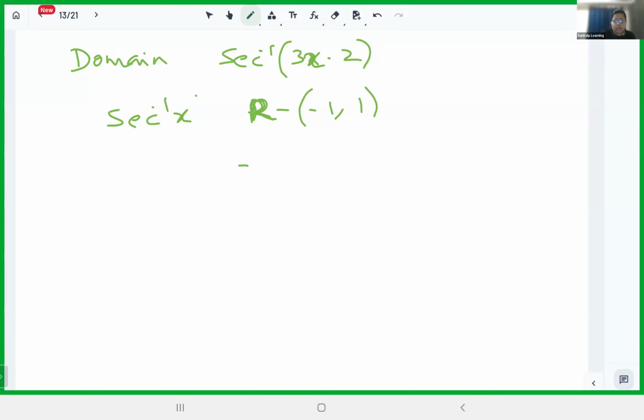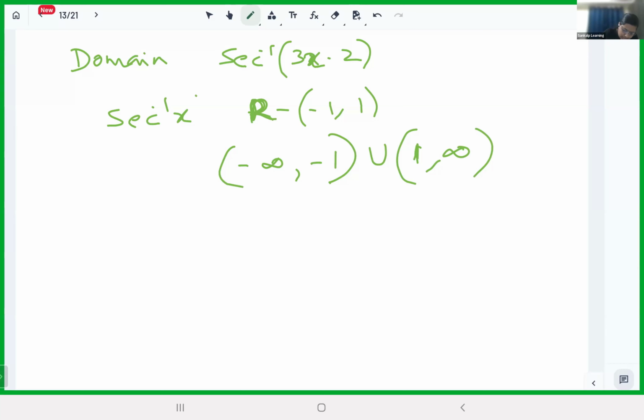So how can you rewrite this? You can write this one as minus infinity comma minus 1 union, isn't it? Minus infinity up to minus 1 is included, but the numbers in between minus 1 and 1 are not included, so we have to remove that. Now it starts from 1 to infinity. That means the domain of the function sec inverse is that the x values will be less than or equal to minus 1 or greater than or equal to 1.